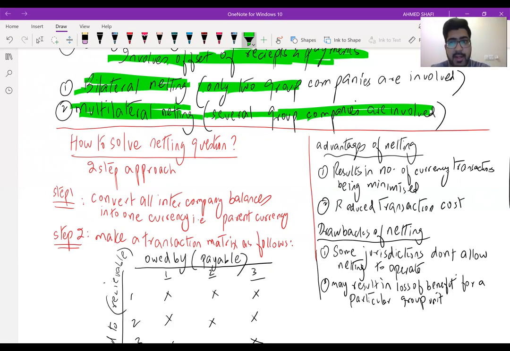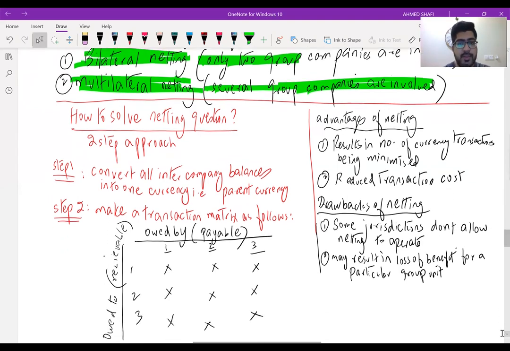Bilateral netting: only two group companies are involved. Multilateral netting: several companies are involved. This is how it works: in bilateral netting, only two group companies are offsetting their transactions, whereas in multilateral netting, there are several group companies. Now, the important thing you need to know is how to solve a netting question if you get one in the exam.